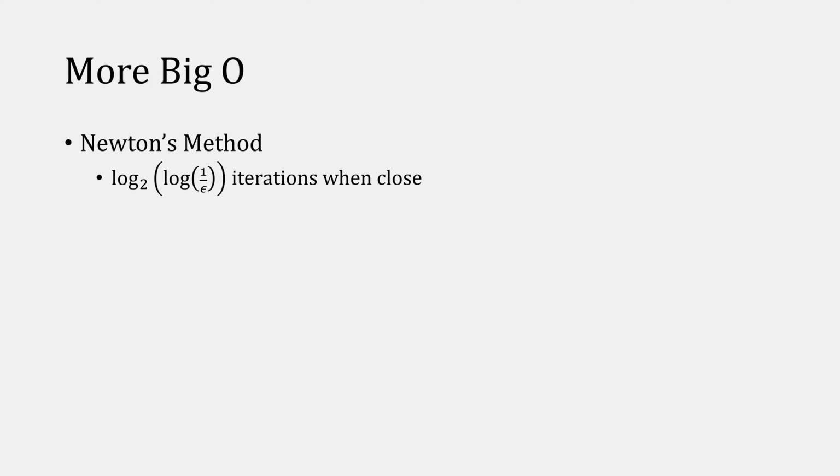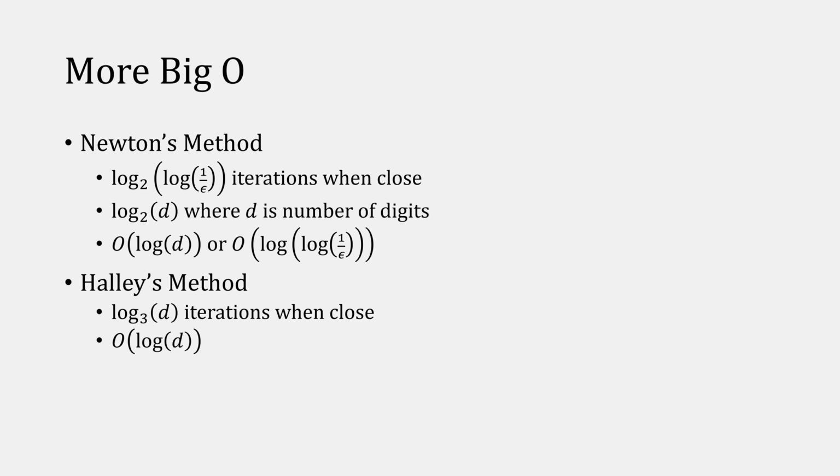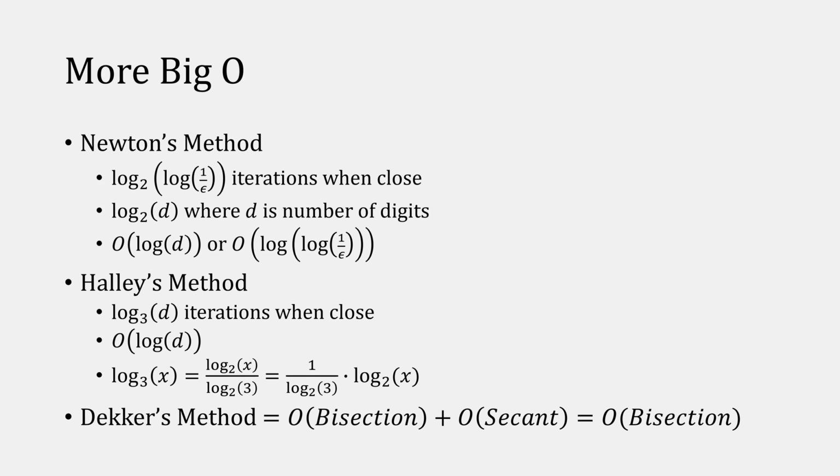Newton's method takes log base 2 of log of 1 over epsilon iterations when you're close, which you can rewrite as log base 2 of d, where d is the number of digits of accuracy. In Big O, you would say this is log of d, simply because log in Big O is always assumed to be base 2. Halley's method does something similar. It takes log base 3 of d iterations when you're close, giving us log of d. Now you might be wondering what happened to the base 3. That's because a change of bases in logs is the same as multiplying by a constant, so that gets ignored. This means that Newton's method and Halley's method have the same Big O. Something like Dekker's method, which combines bisection and secant method, has the same Big O as bisection, even though it runs as fast as secant method. This makes Big O less useful for comparing these kinds of algorithms.